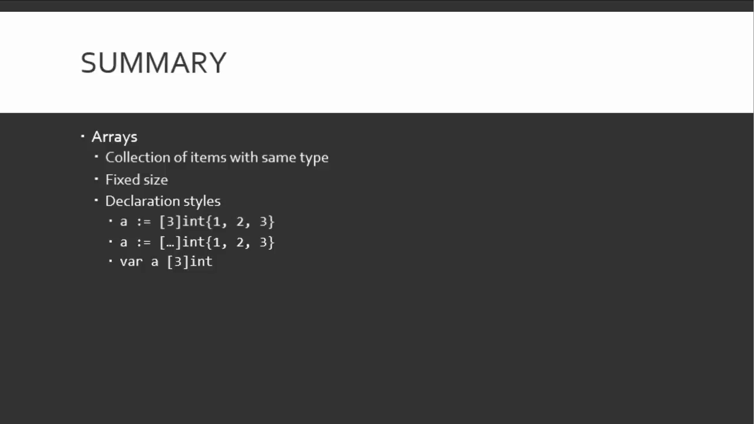We also have this third syntax where we can declare a zeroed out array. In this case, we're going to declare an array of 3 integers. Each one of those integers is going to start with the value 0. We also talked about how arrays are zero-based.